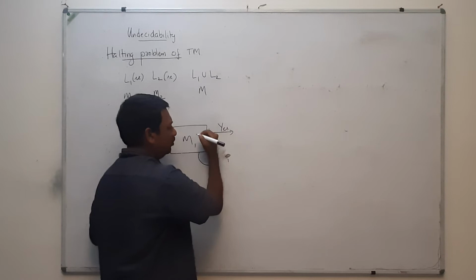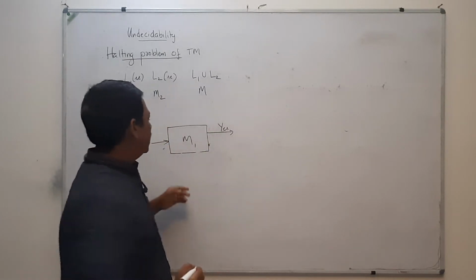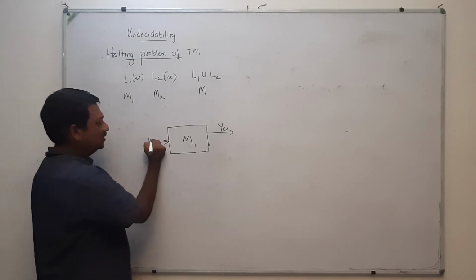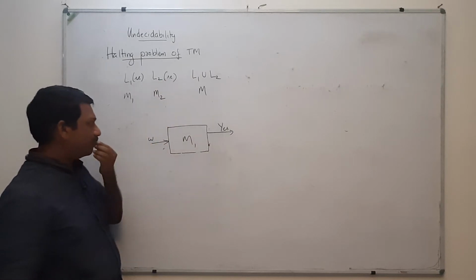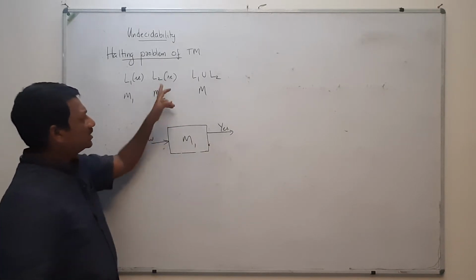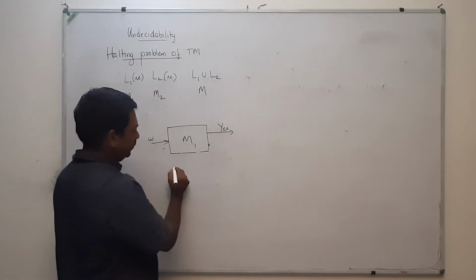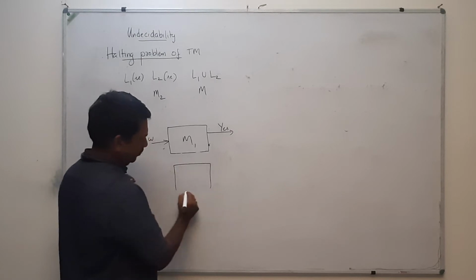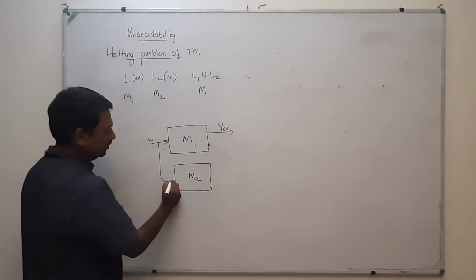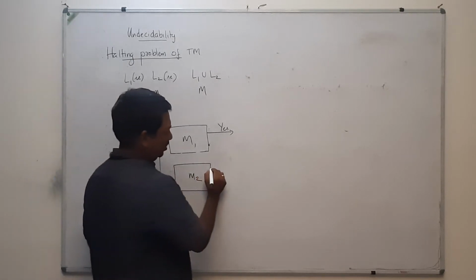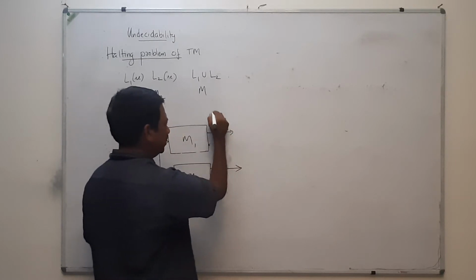So here in this case, I am not going to draw that. That means if this is a valid string, it will be accepted. L2 is another language. L2 is another recursively enumerable language, and the Turing machine for that is M2, and the same input is given to this.